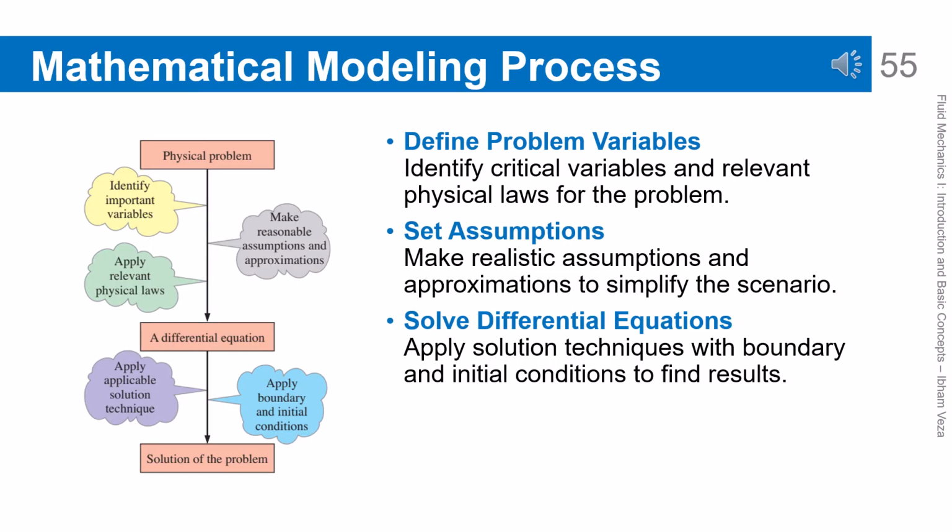Mathematical modeling process. The first step is to identify important variables and relevant physical laws. Then, assumptions and simplifications are made to make the problem manageable. Differential equations are formulated based on the physical model. The solution is obtained by applying initial and boundary conditions. This process is the core of engineering modeling.